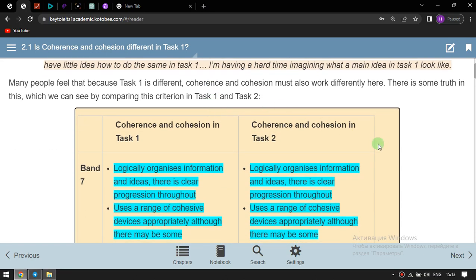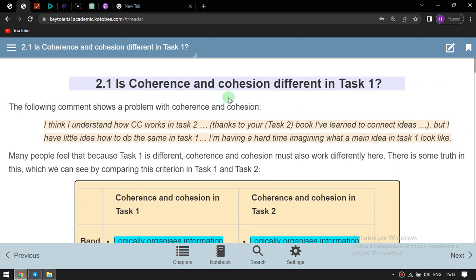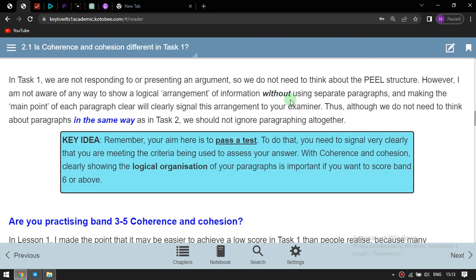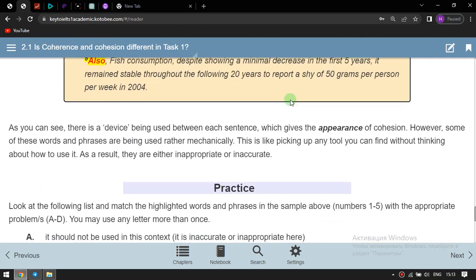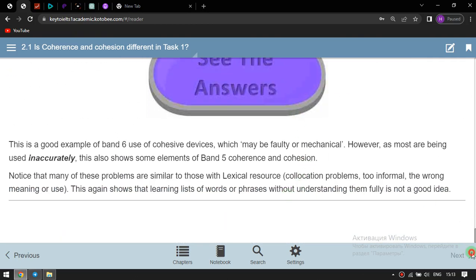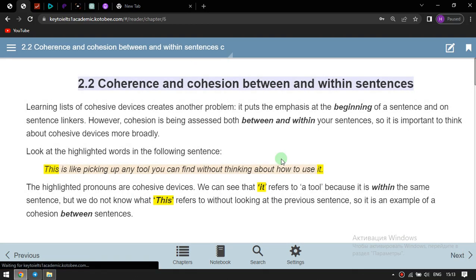So, we read this coherence and cohesion part, and we finished it in the last video. So let's go on to the next one. Now we are going to read about coherence and cohesion between and within sentences. Great. Demak, gaplarni orasidagi coherence va cohesion.